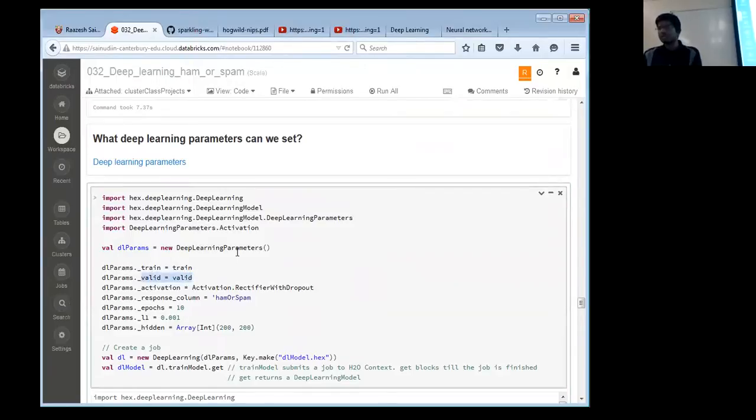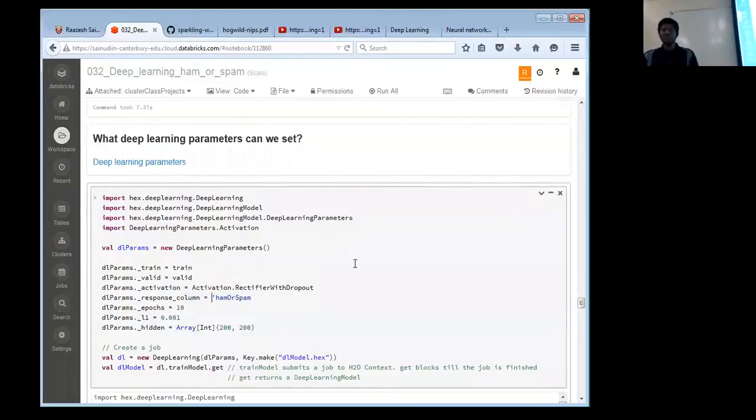So your deep learning model in H2O frame can also perform cross-validation and foldings and all of that. So we can just set this here. And this is the activation function, or the nonlinear function that we saw. It's a rectifier with dropout. So rectifier is the ReLU, and dropout, I'll show you what dropout is. And the response column is ham or spam.